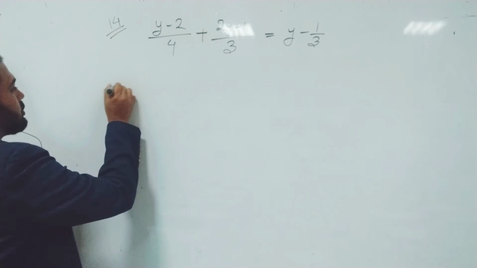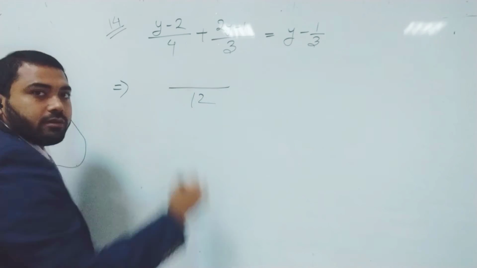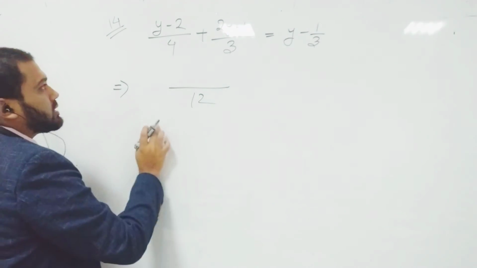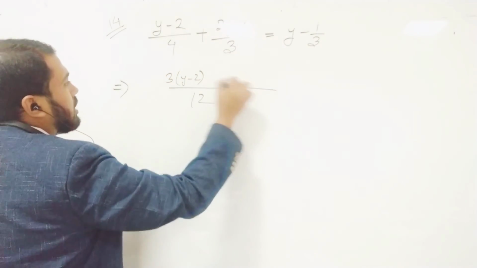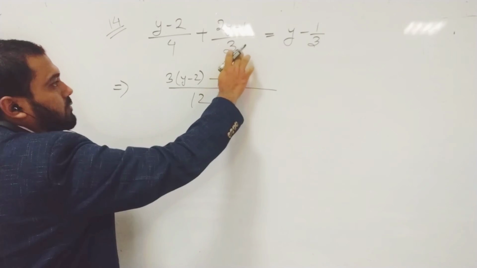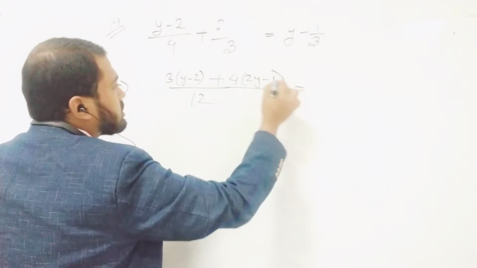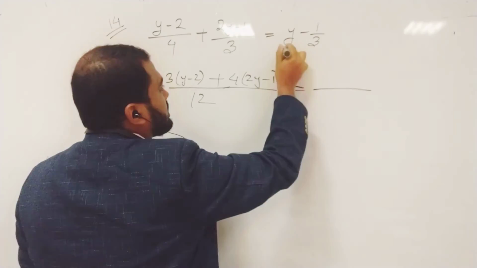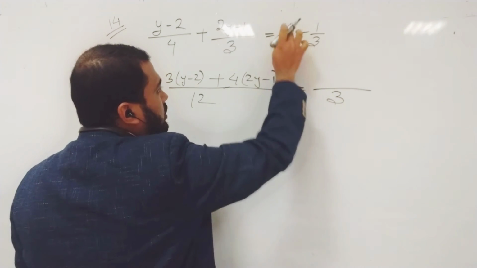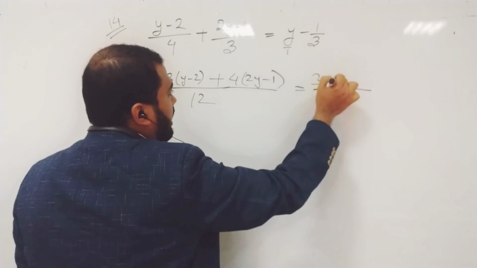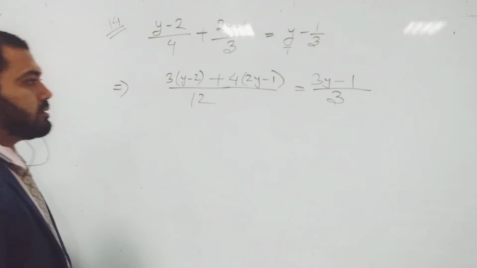So let's start with LCM. 4 and 3, the LCM is what? 12. So 12 divided by 4 is 3, into the numerator, plus 12 divided by 3 is 4, into the numerator, equals, on the right side there is a 1 in between, so 3 is the LCM. 3 divided by 1 is 3, 3 into y is 3y, the minus sign, 3 divided by 3 is 1, 1 into 1 is 1, that's it.